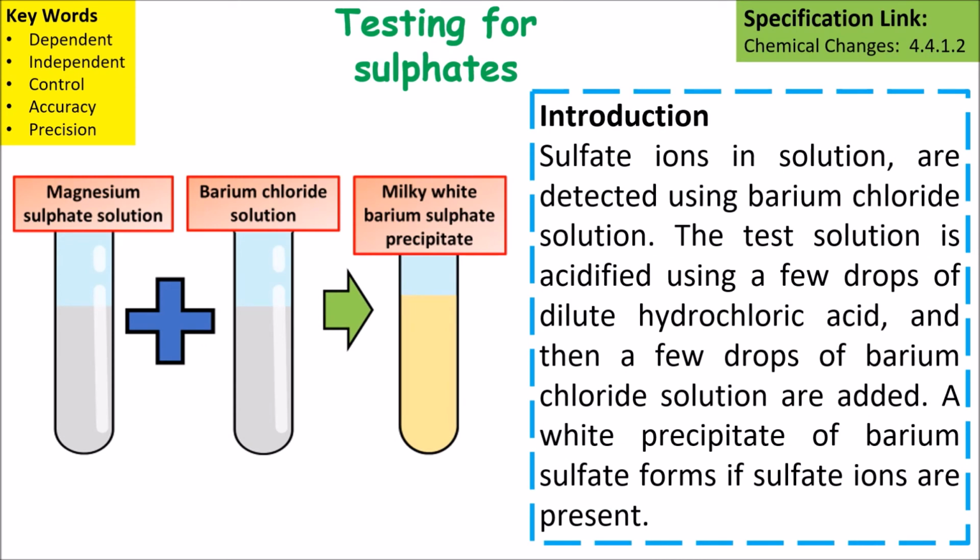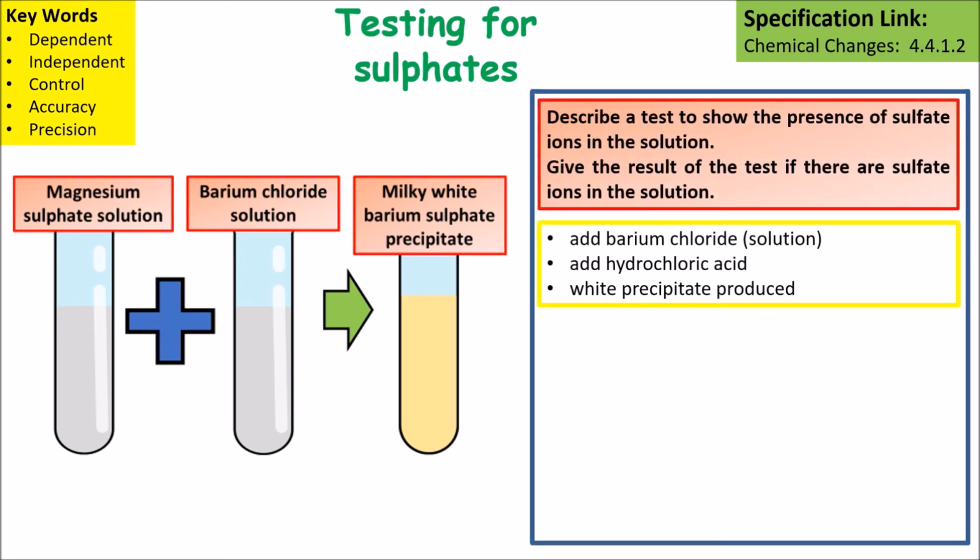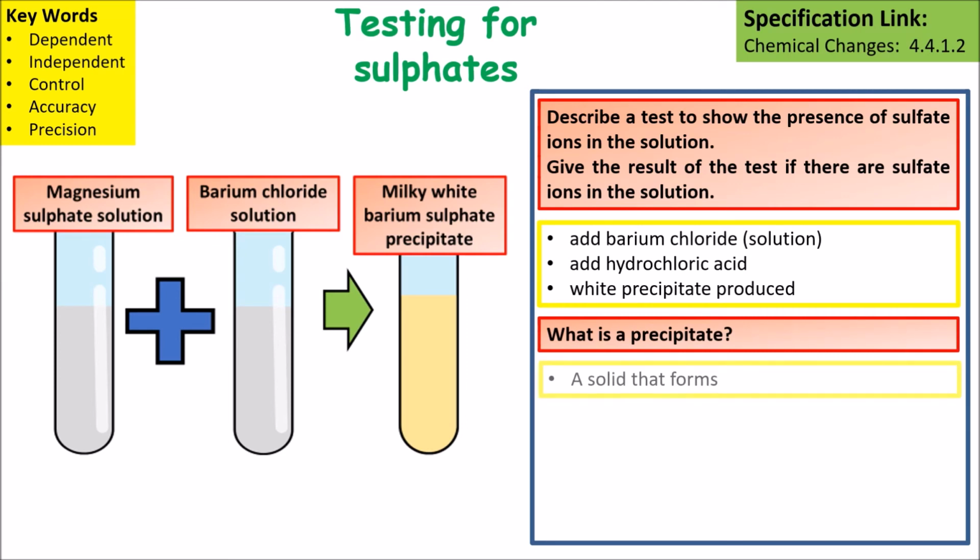Sulfate ions in a solution are detected using barium chloride solution. The test solution is acidified using a few drops of dilute hydrochloric acid, and then a few drops of barium chloride solution are added. A white precipitate of barium sulfate forms if sulfate ions are present. So describing that test, you add barium chloride, add a bit of hydrochloric acid, and look for a white precipitate. What is a precipitate? A precipitate is the solid that forms.